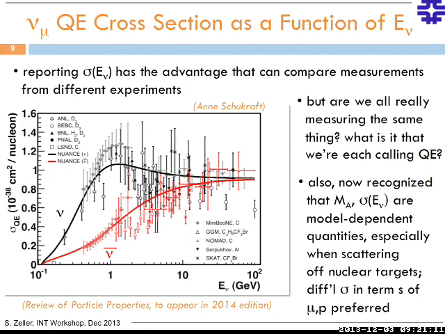This shows the compilation of all that data shown in the table on the previous slide, now plotted as their reported cross-sections as a function of energy. In black are all the neutrino measurements, and in red are all the antineutrino measurements, with two curves just from an example prediction. It's actually a free nucleon prediction. And you can see a couple of things.